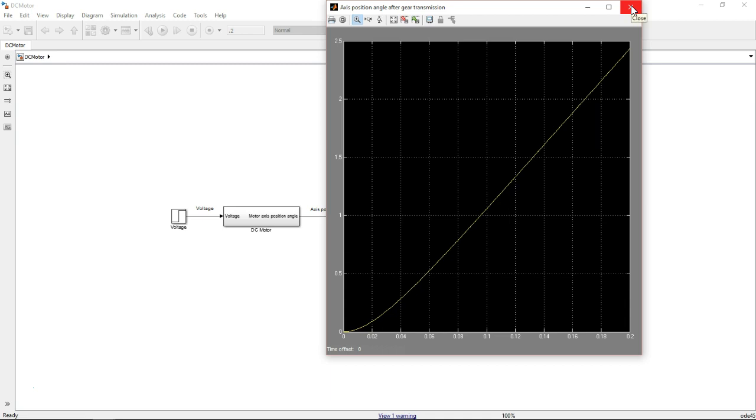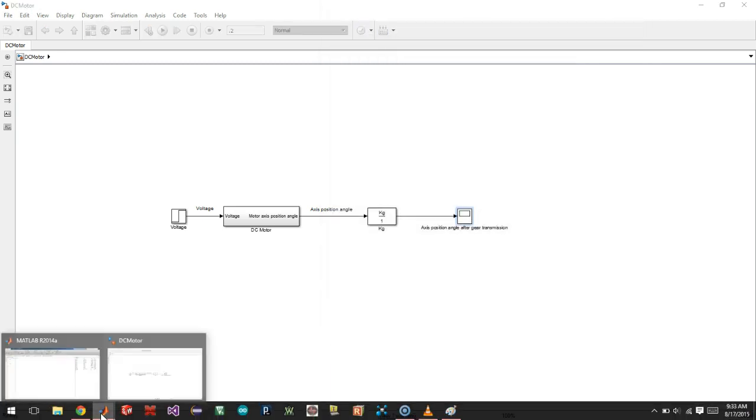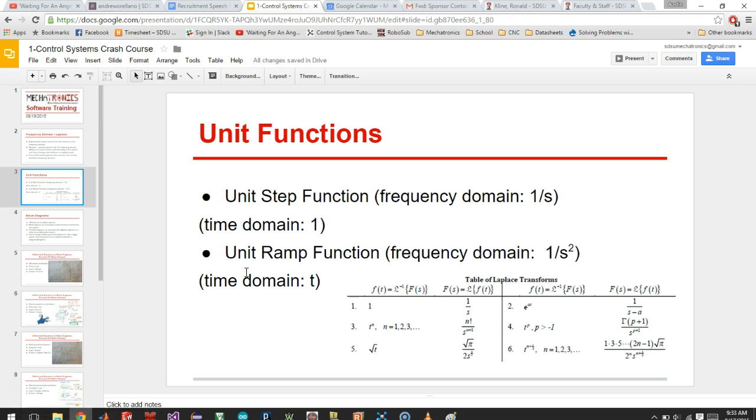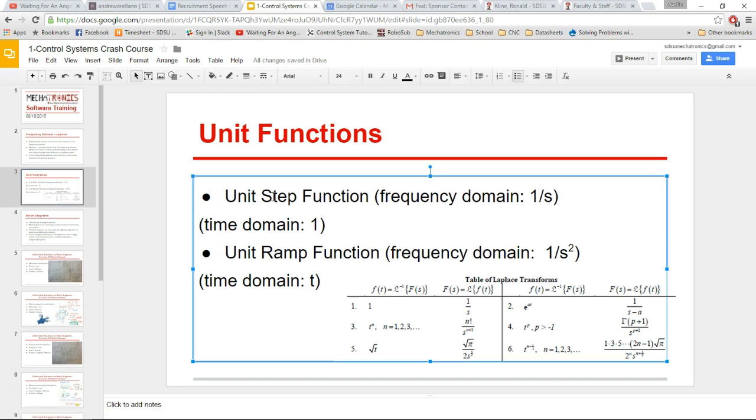And yeah, ask any questions. Don't be afraid to ask. So that was just a unit step function, and I just put scopes in different parts of the control system to see how it reacted. That was a 1 over s. Actually, it would be 24 over s because I wanted it to be 24.